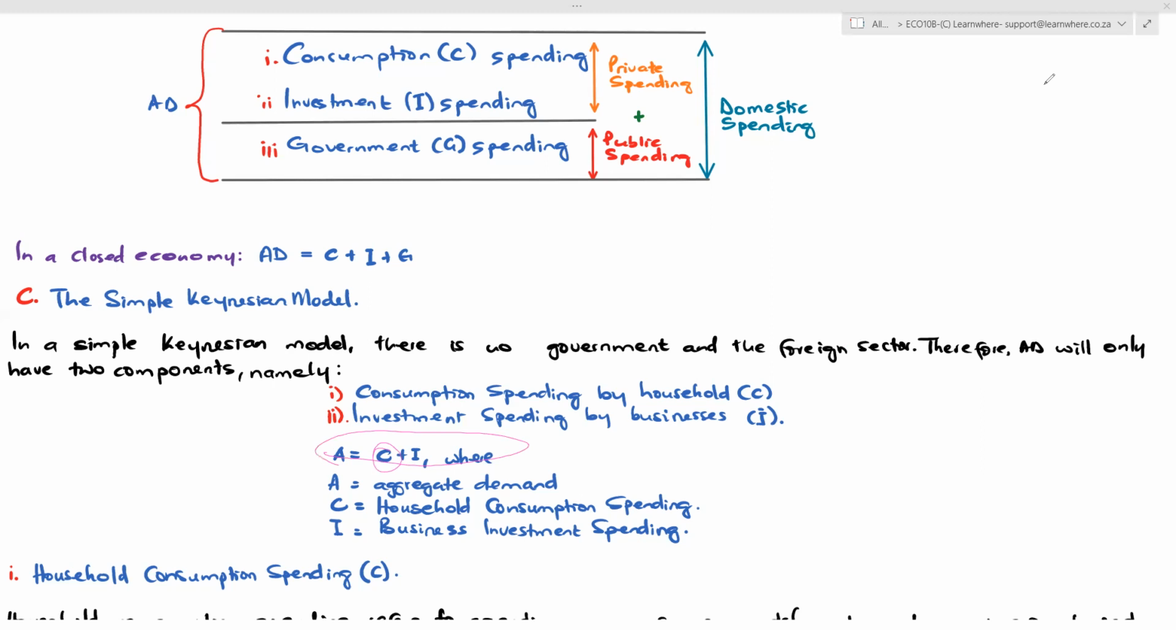Okay, so let's meet again and look at household consumption spending. In other words, the components of aggregate demand in a simple Keynesian model for a closed economy.